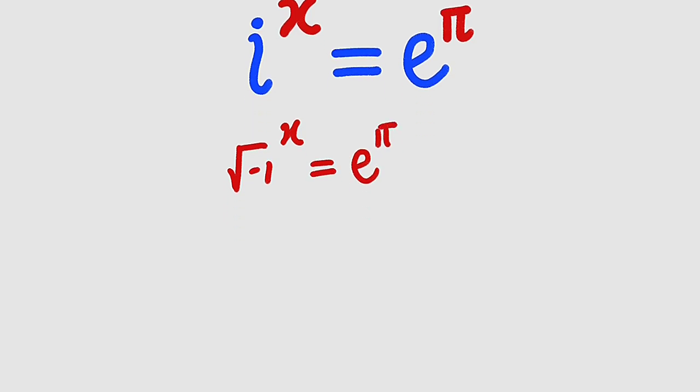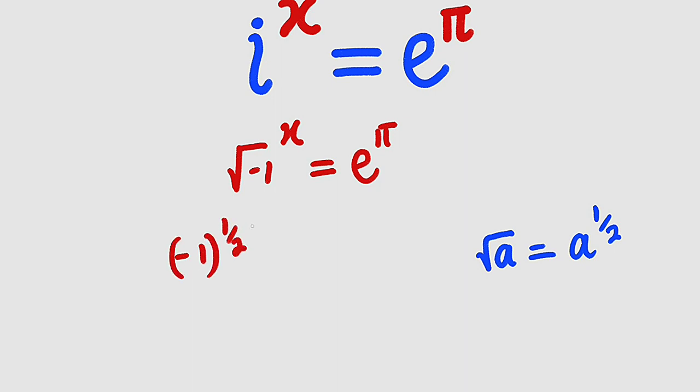Alright, according to one of the laws of indices, if you have the square root of a, this is the same thing as a raised to the power of 1 over 2. And hence, our equation becomes negative 1 raised to the power of 1 over 2, but remember, we have x attached. And this is still equal to e to the pi.